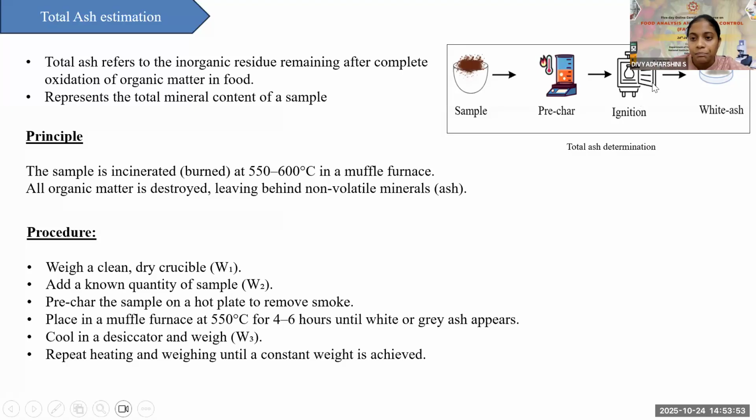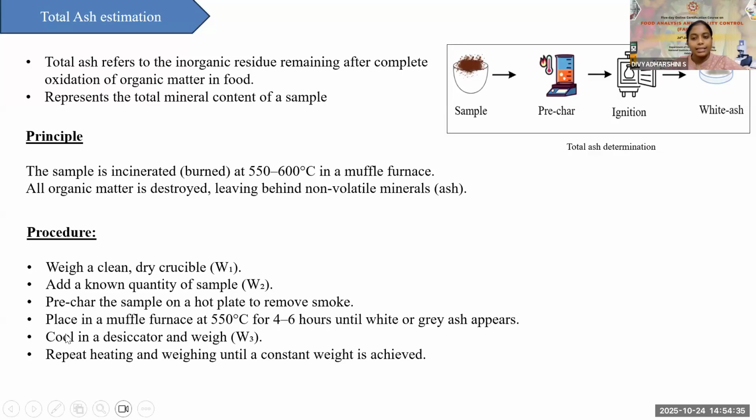Then going with ignition. Ignition means oxidation of all the organic matter in the food, and then collecting the white ash. The principle is that the sample is incinerated, burned at 550 degrees Celsius in a muffle furnace. All the organic matter will be destroyed, leaving behind the non-volatile material, which is termed as ash. We will be taking 3 weights. One is the dry crucible, W1, then adding a known quantity of sample. We can take 2 grams of sample and pre-char it on a hot plate to remove the smoke, or electric pre-char is there, and place it in a muffle furnace at 550 degrees Celsius for 4 to 6 hours until it is gray or white, the ash appears.